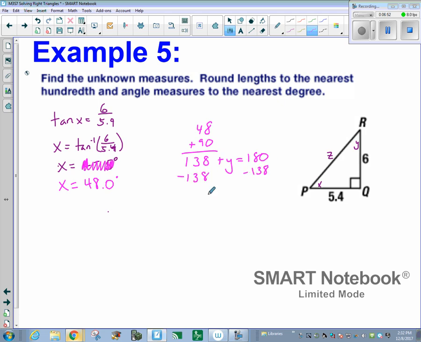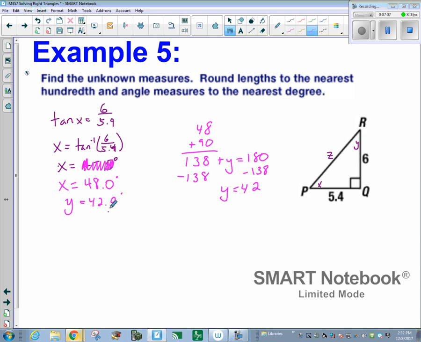So when I'm solving a triangle trying to find missing angles, I don't need all of the pieces. I just need one angle and I can find the other one. And so when I do that, I believe I get 42 degrees. And so y is 42 degrees.